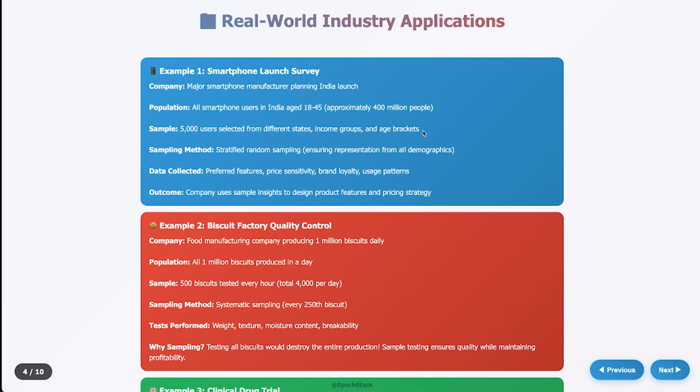So based on this data collected, the company gets insights to design their product features and decide their pricing strategy.